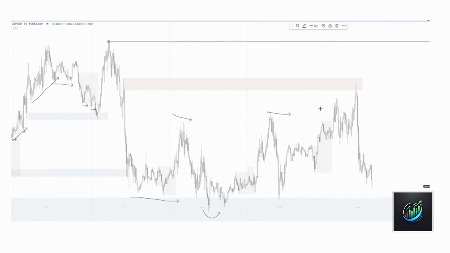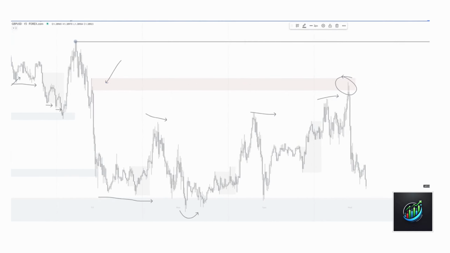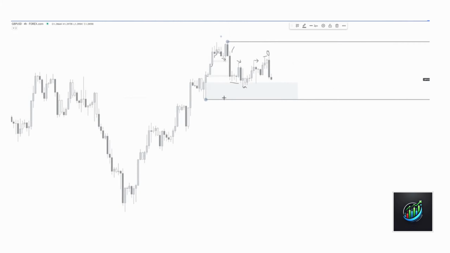We built a lot of liquidity along the way. We've swept that liquidity. We've tapped into a 15-minute supply zone, and we're starting to push back down. Now, we could look at that in two different ways, and we'll go back up to the 4-hour chart really quickly and just look at what this may mean.